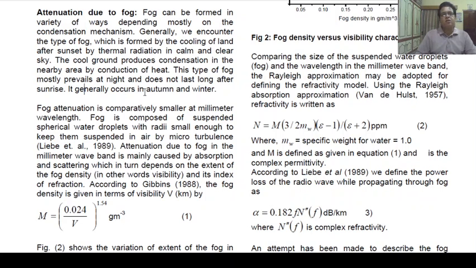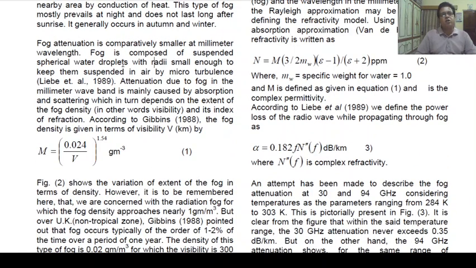It generally occurs in autumn and winter. Fog attenuation is comparatively smaller at millimeter wavelengths. Fog is composed of suspended spherical water droplets, with radii small enough to keep them suspended in air. Their radii are small, so they are suspended in air by microturbulence.